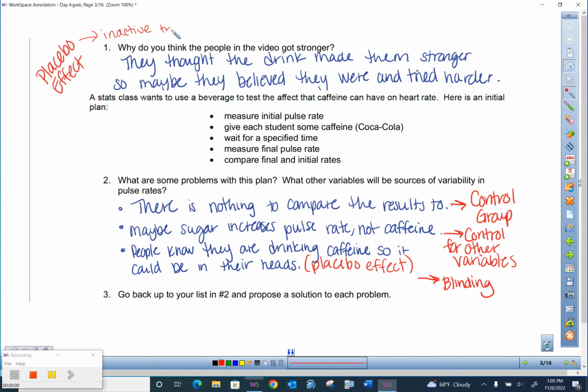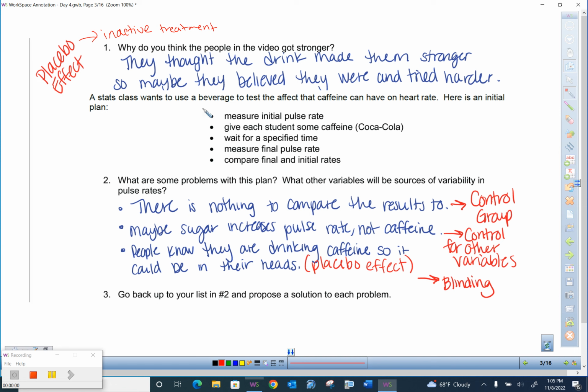And sometimes an inactive treatment has real-life results, and that's the placebo effect. Basically, sometimes if you think something's going to make something happen, in this case, they think that the drink is going to make them stronger, then sometimes it does. And that's not necessarily because of the drink, but because of other factors or confounding variables.